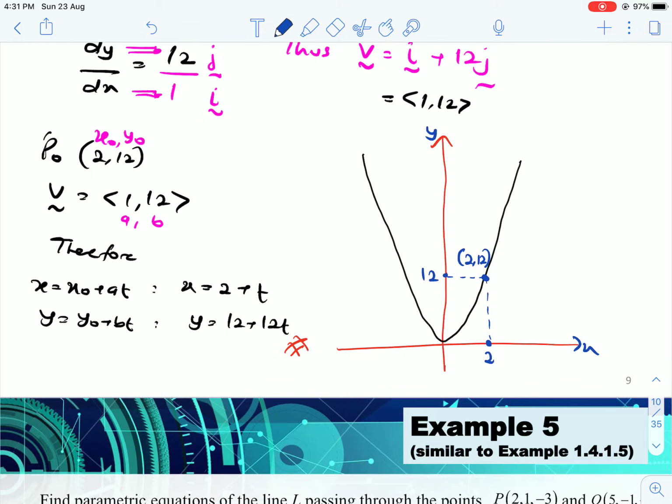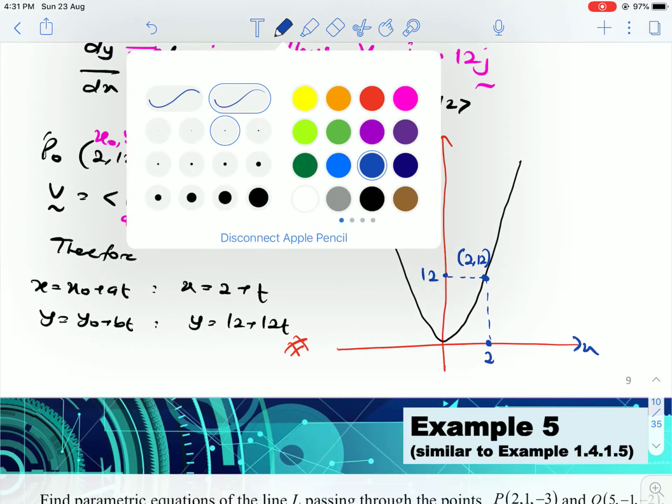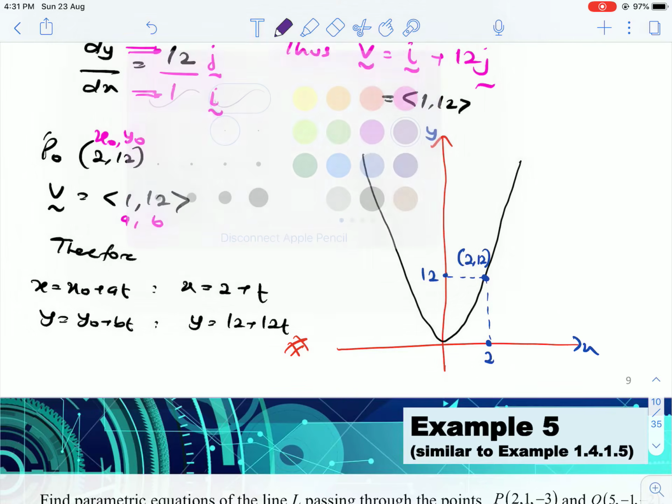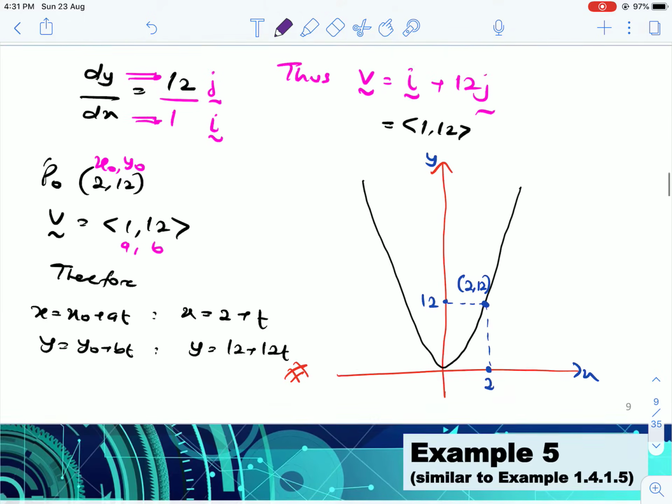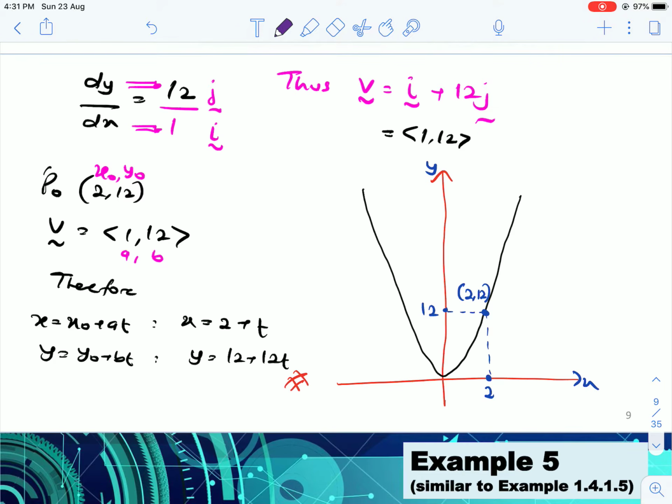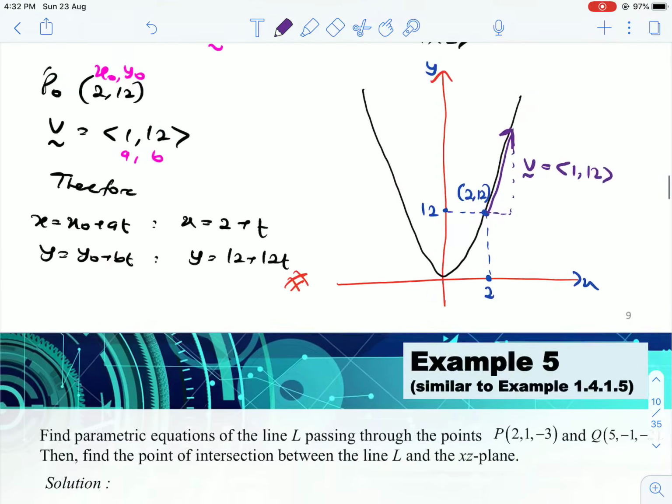Right, so now the tangent vector is 1, 12. Let me use the purple color. The parallel vector is the tangent vector. So we move to the right 1 step and then we go up 12 steps. So this is the tangent vector, V equals 1, 12. Okay, this is how it looks like. So that's all for example 4.